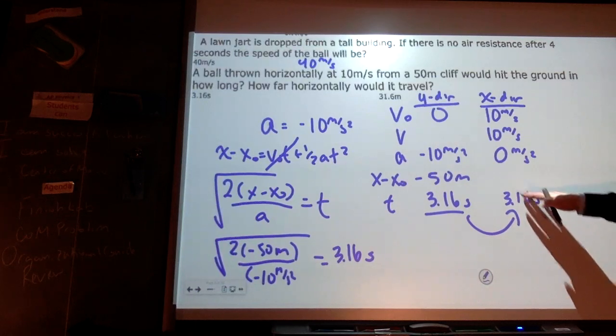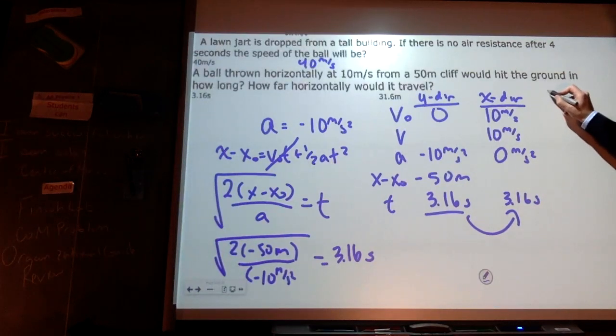So then if I look at the x direction, the acceleration cancels out, and I just have v naught times t. So this is going to be 10 meters per second times 3.16, which is 31.6 meters.